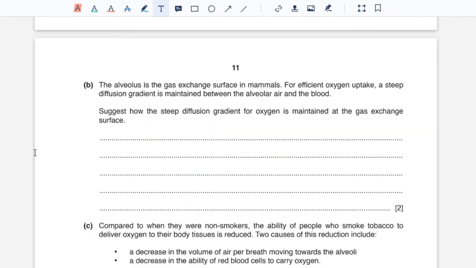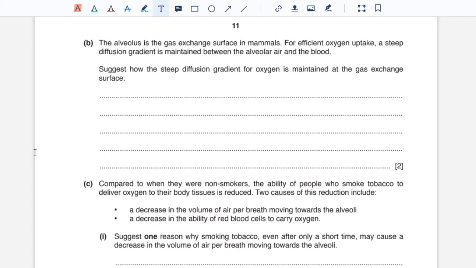The alveolus is the gas exchange surface in mammals. For efficient oxygen uptake, a steep diffusion gradient is maintained between the alveolar air and the blood. Suggest how the steep diffusion gradient for oxygen is maintained at the gas exchange surface. So the gradient for diffusion is maintained by breathing movements, which bring oxygen into the alveoli that are present next to the pulmonary capillaries, and it is also maintained by the constant blood circulation in the pulmonary capillaries. And so blood takes away the oxygen that has just diffused into the capillaries and brings in carbon dioxide from the respiring cells.